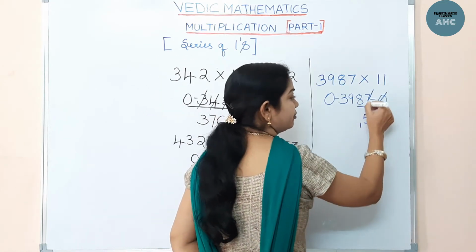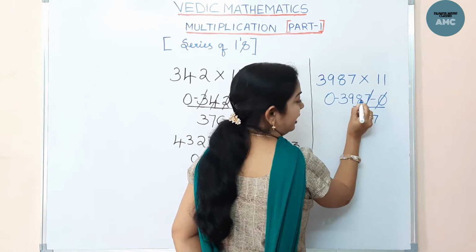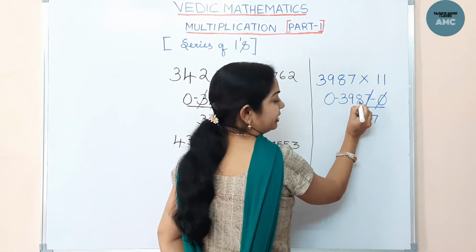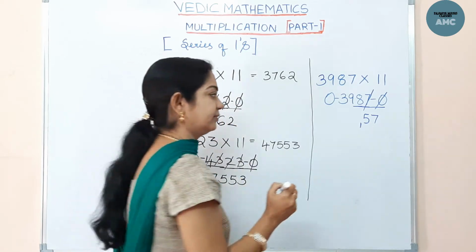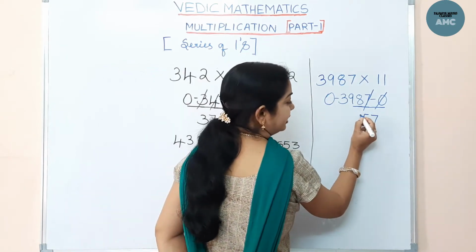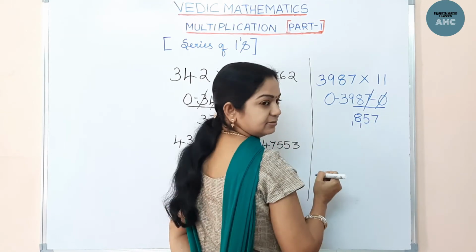Now you have to leave the rightmost one. Now take again 2. 8 plus 9 comes to 17. 17 plus 1, the carry you should add. Okay. 17 plus 1, 18. So write the units place, write the carry below.